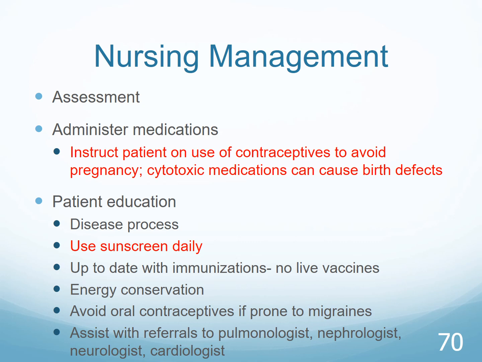We want them to also avoid oral contraceptives because this population is very prone to migraines. And if you're a woman, you know that sometimes when you're using an oral contraceptive, it will contribute to migraines. And we can assist with referrals to pulmonology, nephrology, neurology, and then the cardiologist, because we need to look at and maintain all of these systems in order to keep this patient as well and healthy as can be.